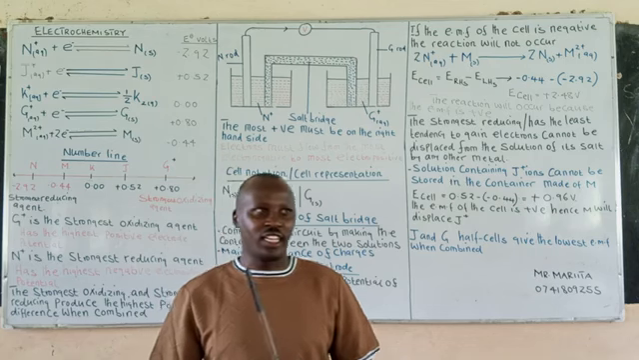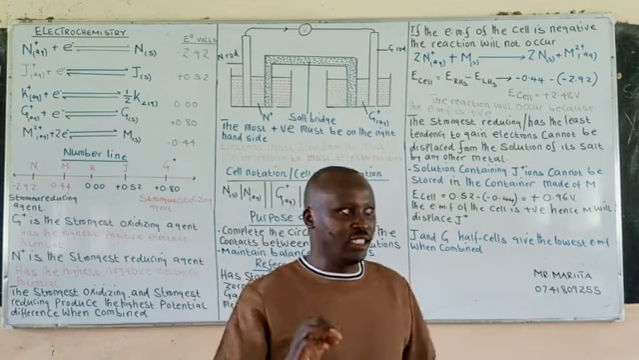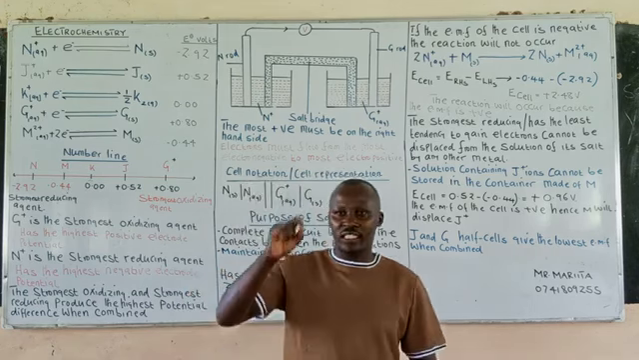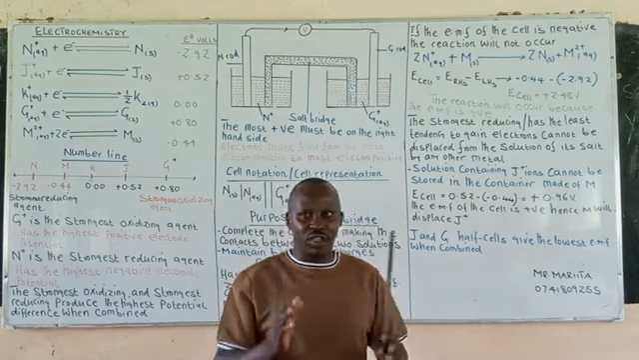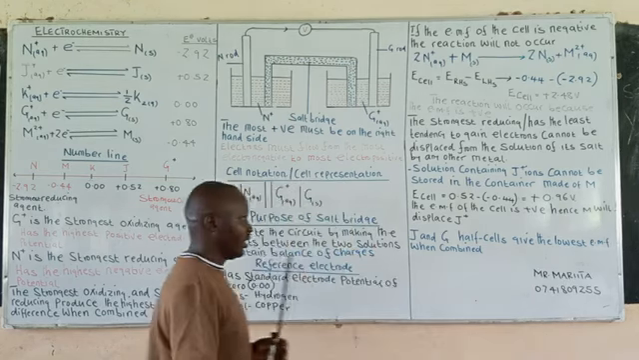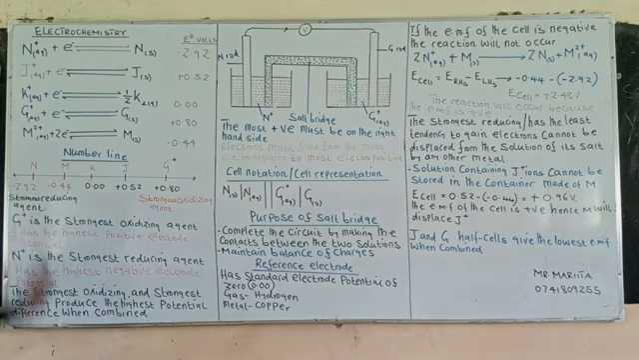Today we are looking at KCSE revision, a very important topic in Form 4, and that is electrochemistry. Today we are looking at the electrochemical cell. I have a diagram, a presentation of this electrochemical cell.